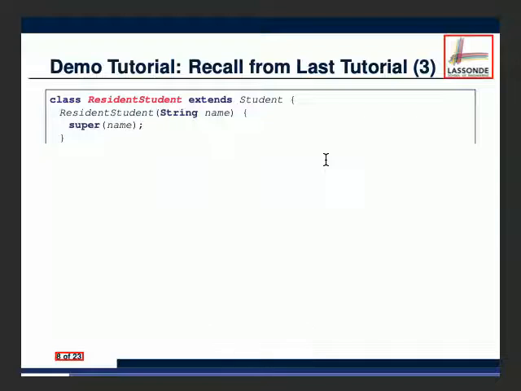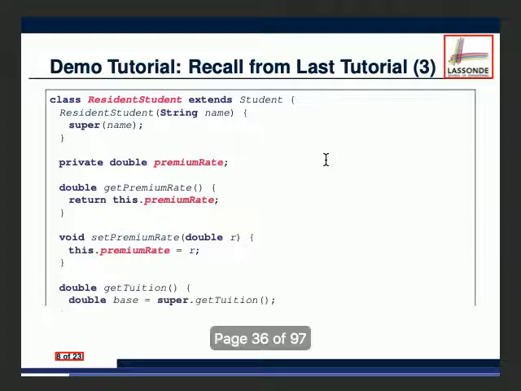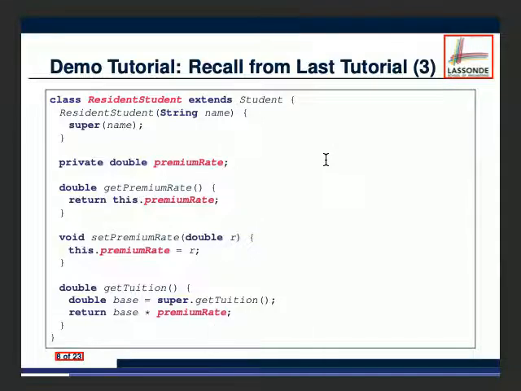Okay, so let's talk about one of the student classes, a subclass. We got resident students over here, and we initialize the name. And also, we introduce the premium rates over here with a setter and getter. And then we have get tuition. So now we're using the word super over here, as we said. You're going to reuse the version from the parent class, and then we're going to get the base amount. And then we apply the premium rates over here.